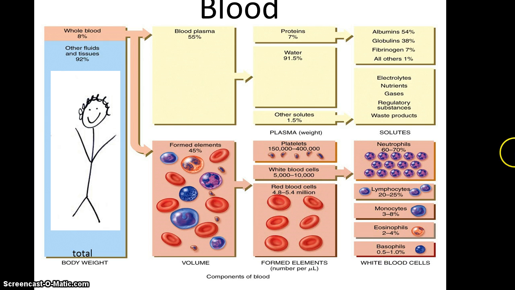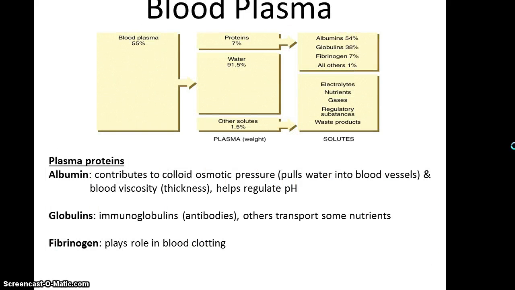And as you can see, there are a number of white blood cells. We'll be talking about all of them. But let's start with blood plasma. Well, as I said before, that is fluid. It's the extracellular matrix of this connective tissue.